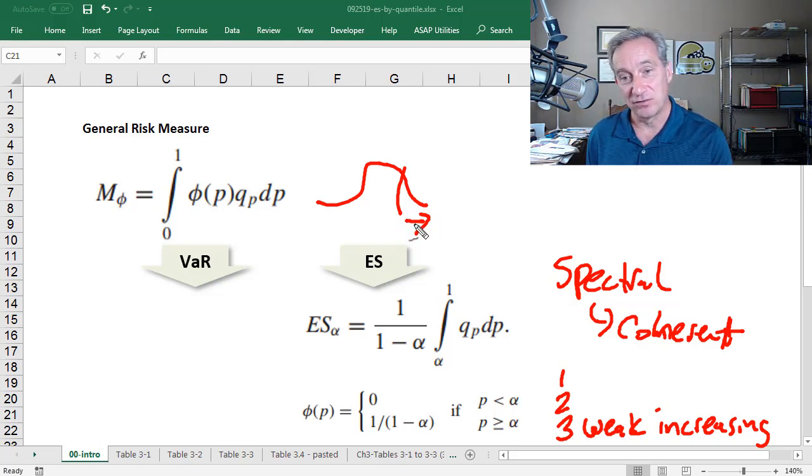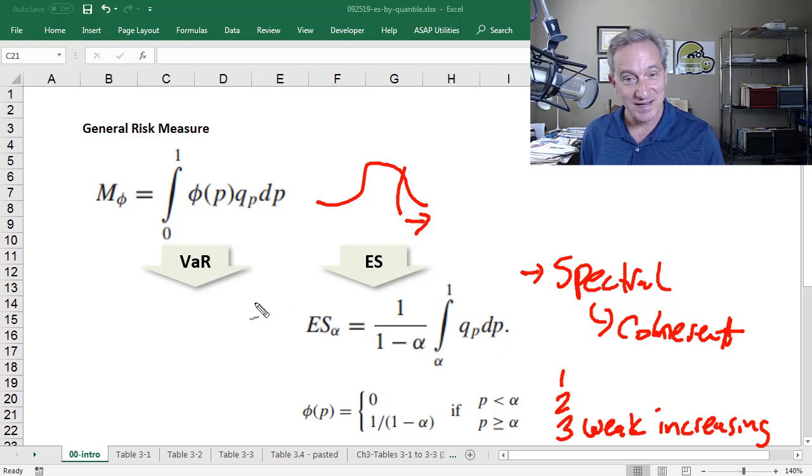Later, Dowd shows a variation on this risk function where the weights are increasing, which is more consistent with the risk aversion concept. But as long as the weights are greater than or equal to, then we have weakly increasing. Expected shortfall weights are constant, or equal to. So expected shortfall is a version of this general risk measure that satisfies the conditions of being spectral.